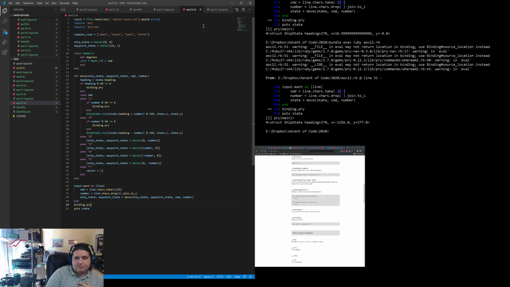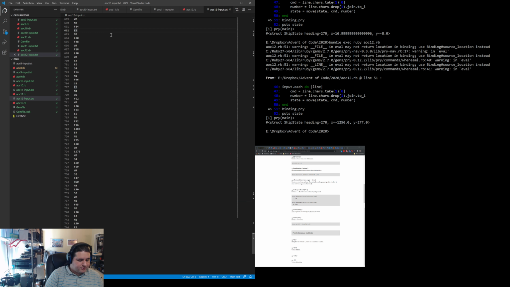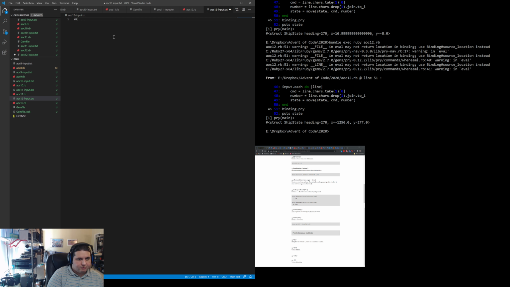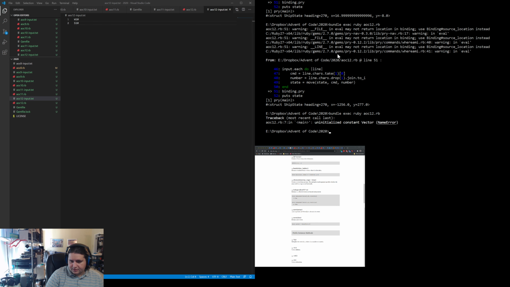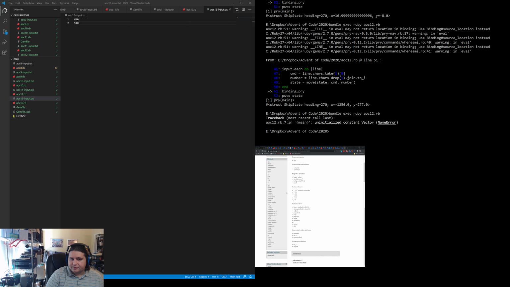And we can look at binding.pry. So if we were just doing, I'm going to not use this for a second, but if we do like west 10 and then south 10, we should just be moving the waypoint at this point. So, uninitialized constant Vector. Gosh darn it.